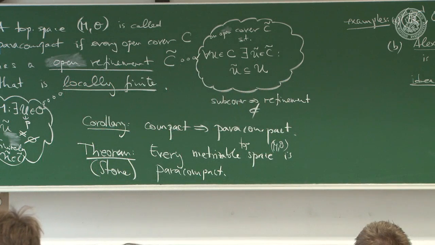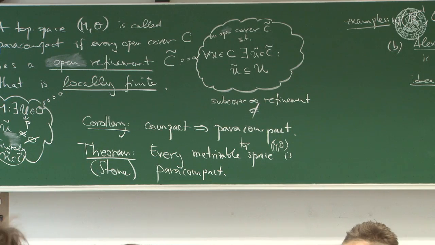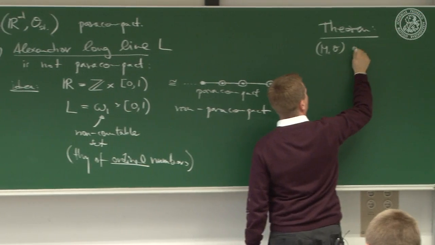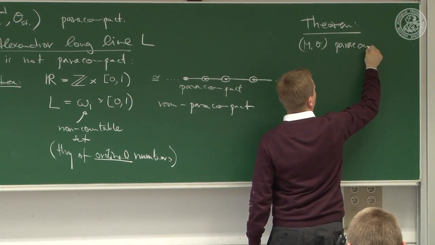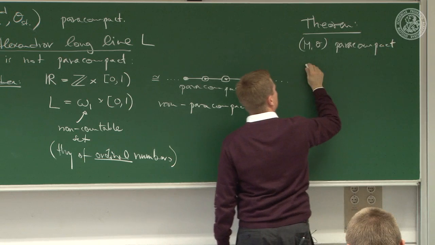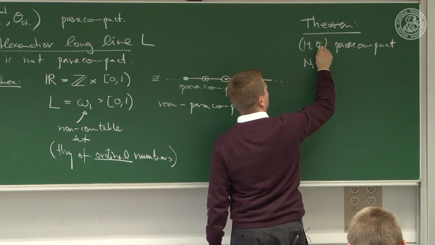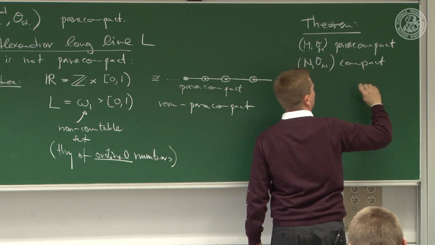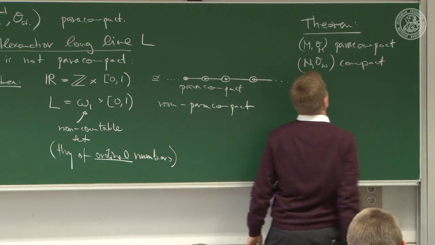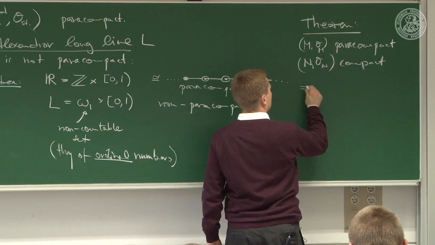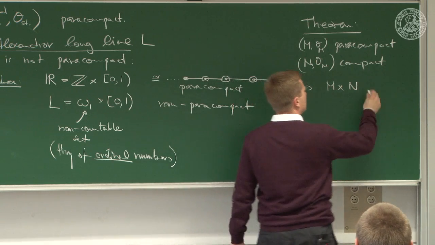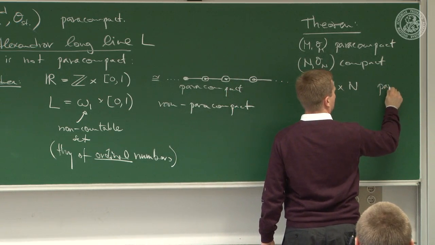So let me give you one more theorem. Let (M, O) be a paracompact topological space, and let (N, O') be a compact, not only paracompact, even compact topological space. Then M Cartesian product N is again paracompact.